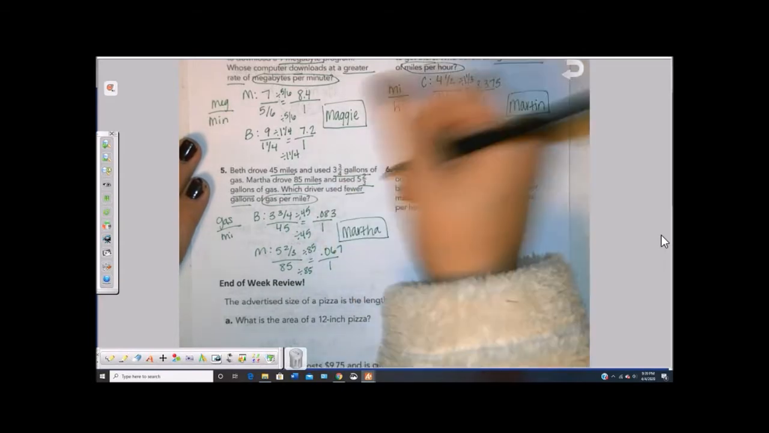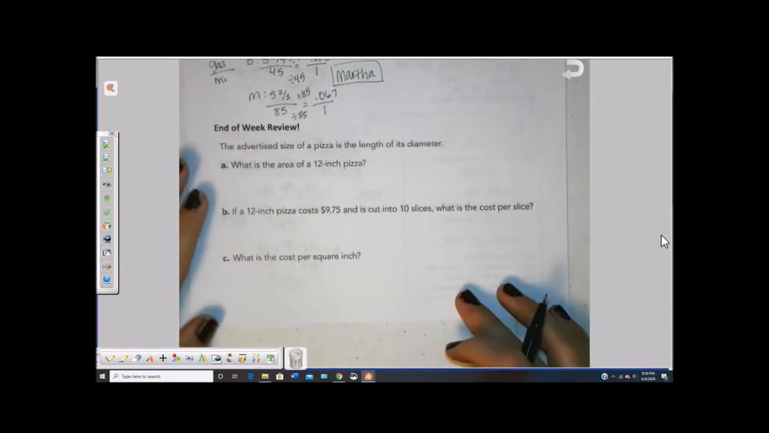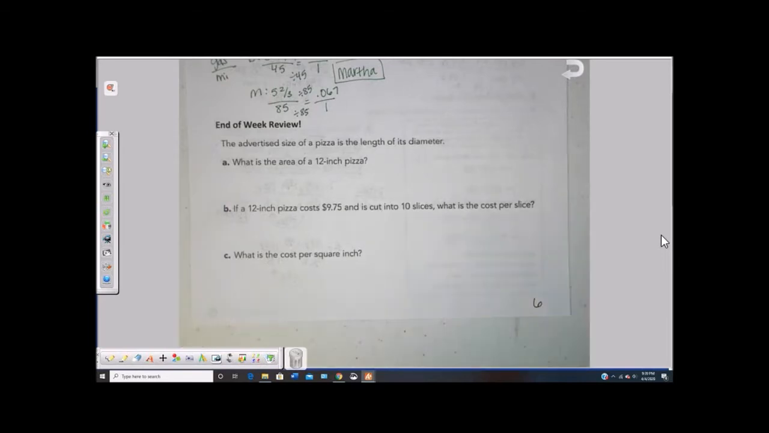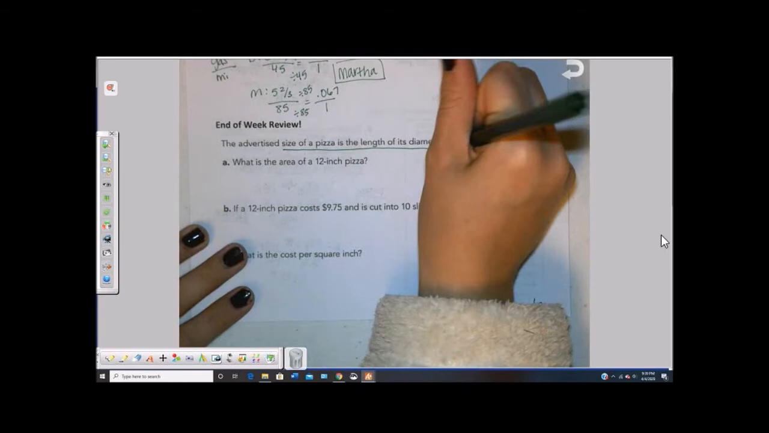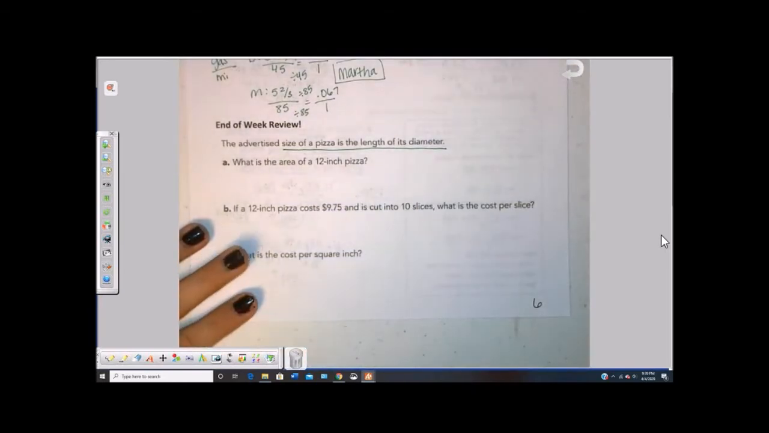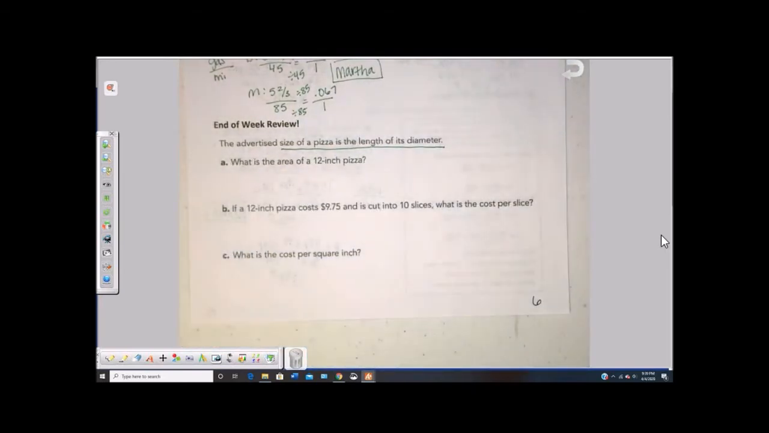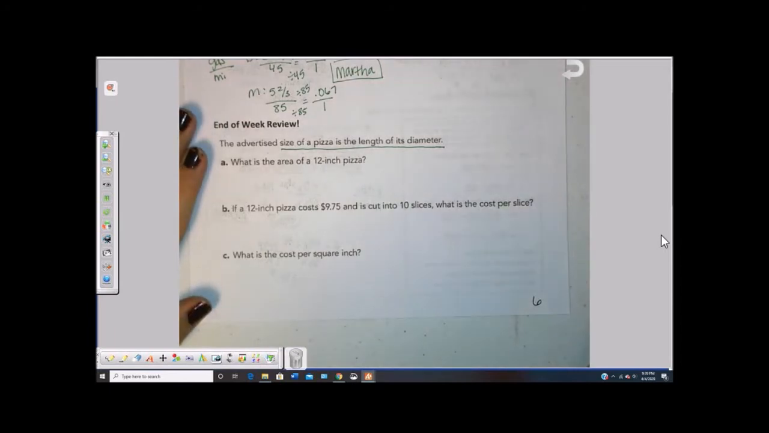I want you to try and do number 6 on your own. Looking at the very bottom, the advertised size of a pizza is the length of its diameter. Remember, diameter is all the way across. A wants us to find the area of a 12-inch pizza.